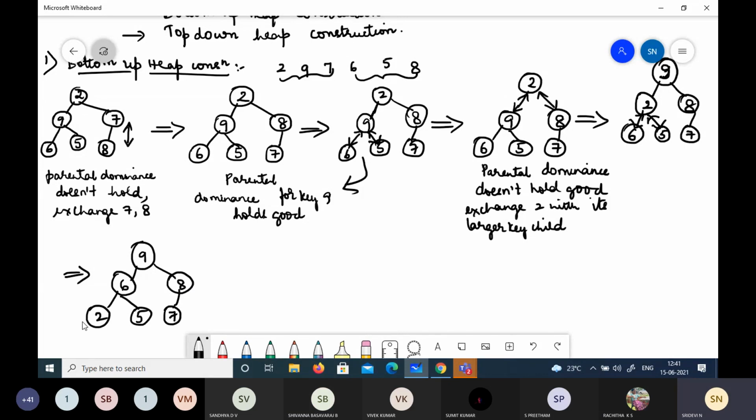No, there are no violations. This is the end. So it means that we have completed constructing a heap. This is the final tree. This is how the heap is constructed by using the bottom-up approach. Clear? Clear for everyone? Yes, ma'am.